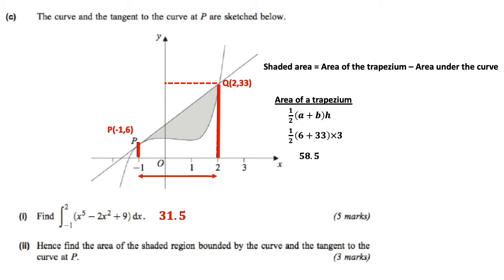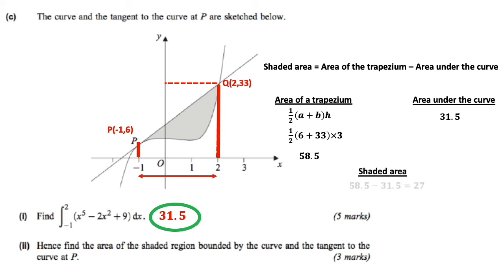Now, for the area under the curve, we would normally need to integrate the curve, and we would need to work out the value of integration between x equals -1 and x equals 2. However, we've already done that in part 1, so we can use that answer to help us here. We know that the value of integration is 31.5. Therefore, the shaded area that's in the question would be 58.5 minus 31.5. So that gives us a final answer of 27.